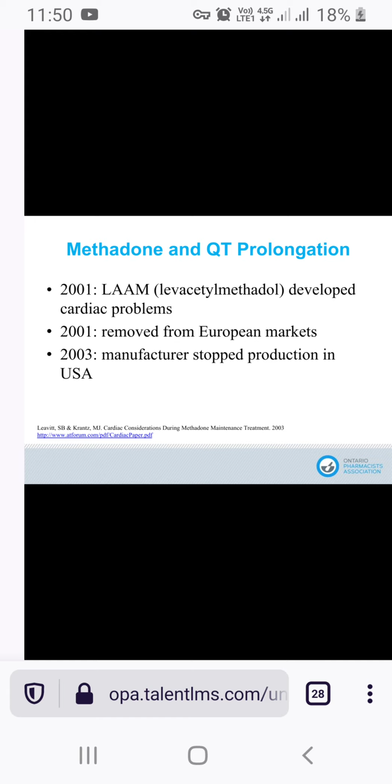For those of you who've been practicing methadone for a long time, from the mid-90s, you might remember a medication called LAAM, levoacetylmethadol. And that was a precursor of methadone that could last 2 to 3 days. And in 2001, people were seeing that there was a lot more cardiac problems and a lot more sudden death, and there was a lot of QT prolongation. Europe took it off the market in 2001, and in the US, the manufacturer stopped producing it in 2003 because of this heart problem. Methadone is a cousin of it and has a similar heart problem.